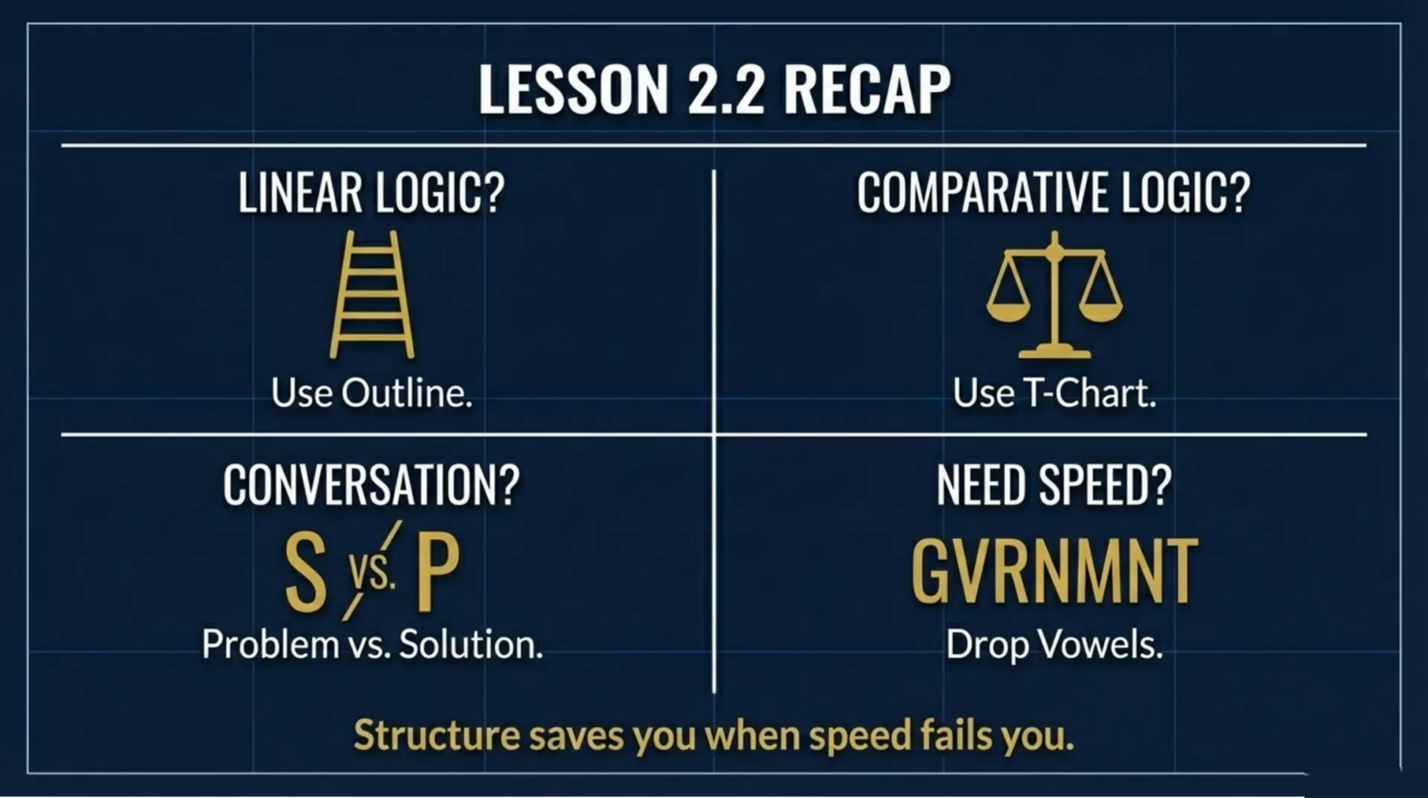Now, let's review. Here's what we covered. Number 1, for linear logic, use an outline. Number 2, for comparisons, use a T-chart. Number 3, in a conversation, track the problem and solution. Number 4, for speed, drop vowels and use arrows. The main message, structure saves you when speed fails you.